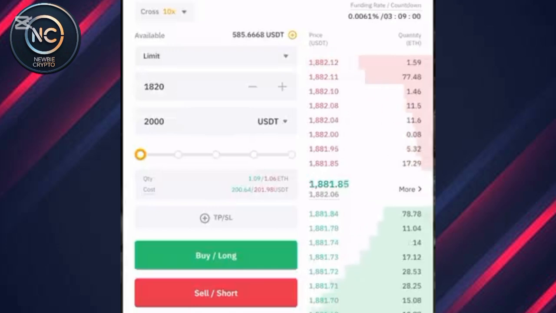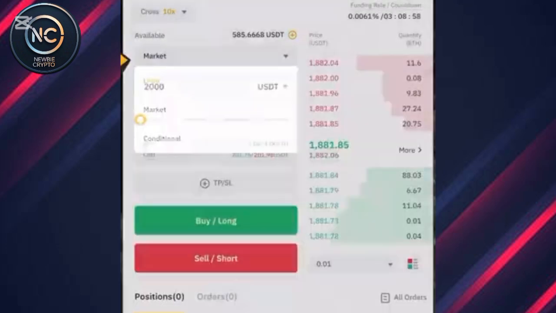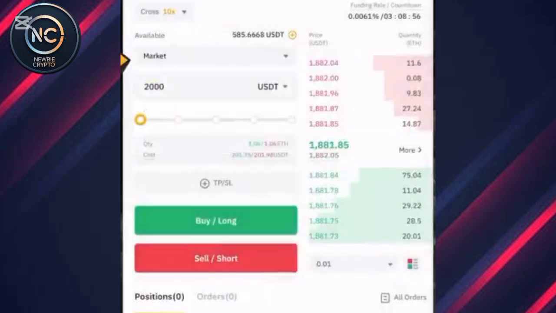Now for market order, if you come here and change this to market order, it allows you to enter the trade instantly. So if you want to enter the trade at the current price, you don't want to wait when it comes down or when it goes up, you want to enter immediately. That is when you use the market order. You can see you are now entering the order price. So what you just need to do is to enter the amount of USDT you want to use for the trade. So let's leave it at $2,000.